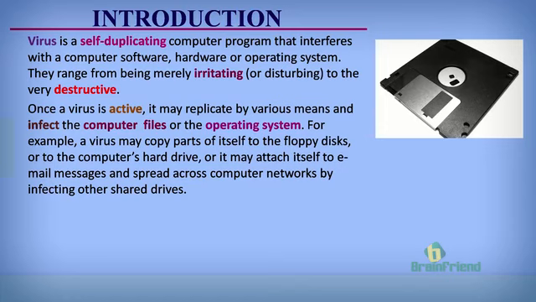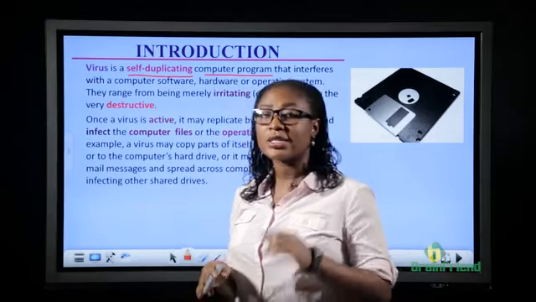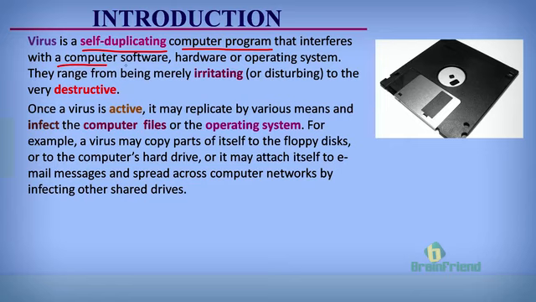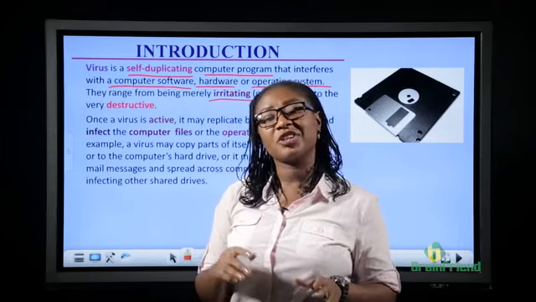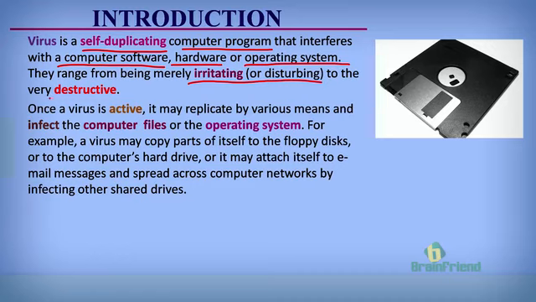Now, we'll look at what a virus is. A virus is a self-duplicating computer program. It's not just a dust or maybe something that just appears on your computer. It's a computer program that interferes with a computer software or your hardware or your operating system. Now, they start from being merely irritating. Maybe you just see pop-ups on your system and you can just close it. Maybe just think that it's just a pop-up. To being very destructive. That's what a virus can actually do. It can just start from being irritating to being very destructive.